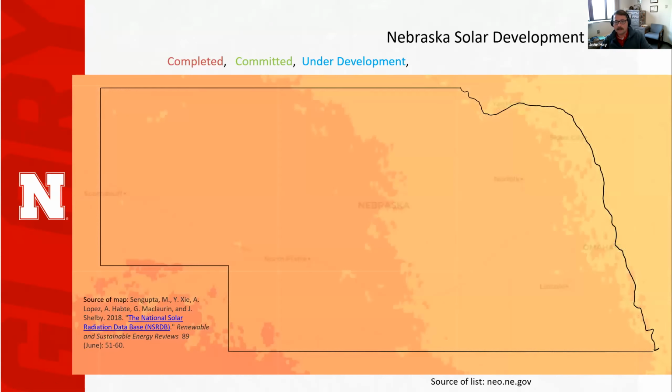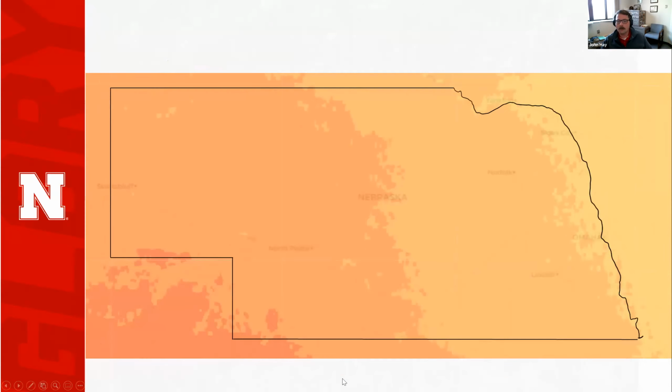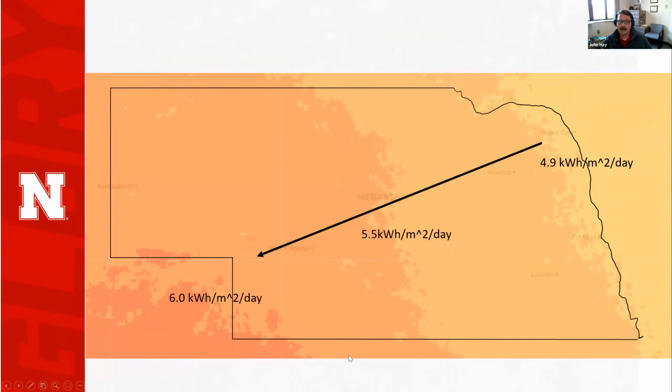Let's just look at the solar potential across the state. Nebraska has decent solar potential. Obviously, as you move to the Southwest United States, there's a lot more sun, but in Nebraska, it does trend from northeast to southwest, where we get a little bit more sun in the southwest. So if we look at those numbers, there's about 4.9 kilowatt hours of energy per square meter per day in the northeast, and that goes up to 6 kilowatt hours per meter squared per day. That's not how much electricity can be produced.